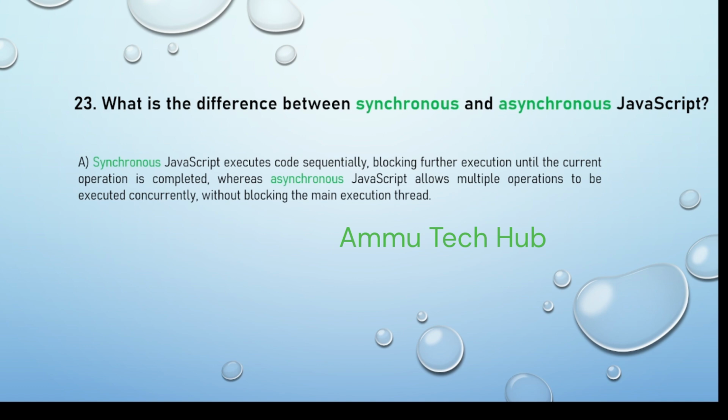What is the difference between synchronous and asynchronous JavaScript? Synchronous JavaScript executes code sequentially, blocking further execution until the current operation is completed, whereas asynchronous JavaScript allows multiple operations to be executed concurrently, without blocking the main execution thread.